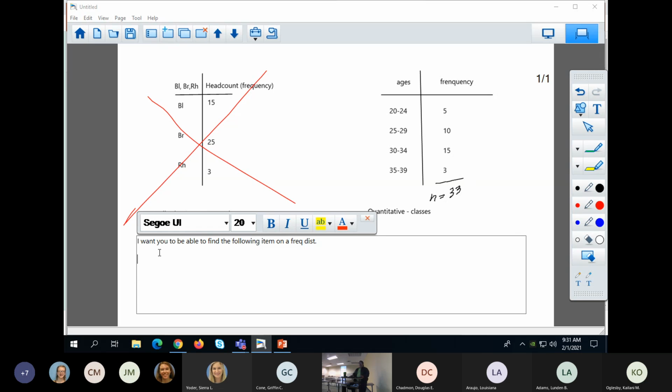All right, I want you to be able to find the following items on a frequency distribution. Of course, I want you to find N. I want you to be able to find the class width. Let me go ahead and write that out because you're going to ask that as soon as I stop writing. I want you to be able to find the class boundaries. And I want you to be able to find the class midpoints.